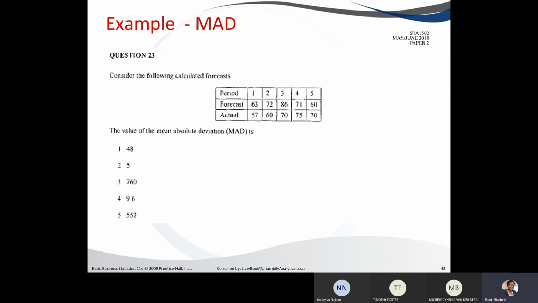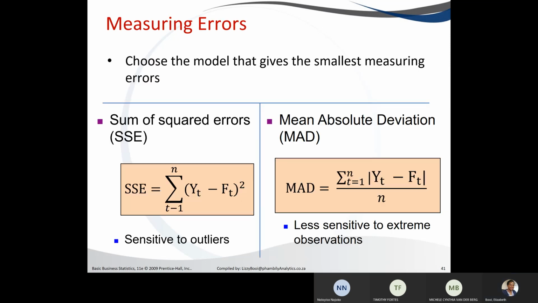Okay, so now let's look at an example of calculating the mean absolute deviation. We are given the data, and we are told what the actual is and what the forecasted value was. So this is our FT and this is our YT. Remember the formula for MAD? The formula for MAD is the sum of the absolute value of your Y minus your forecasted value, divided by N.